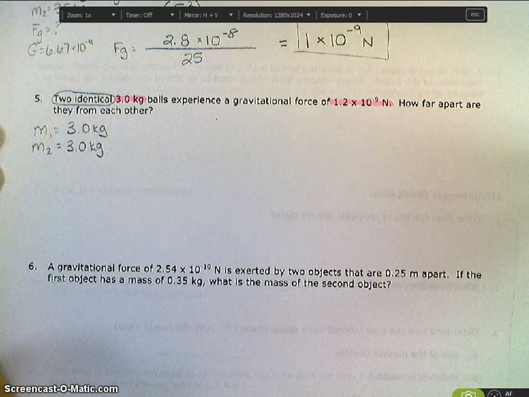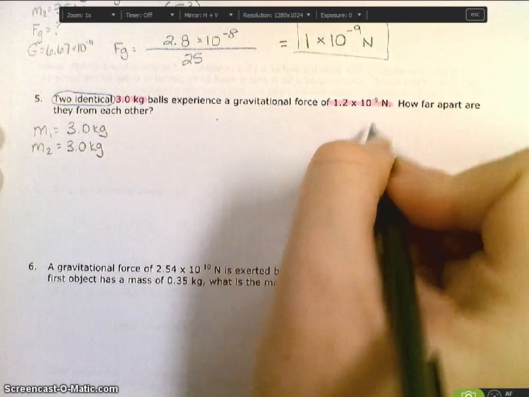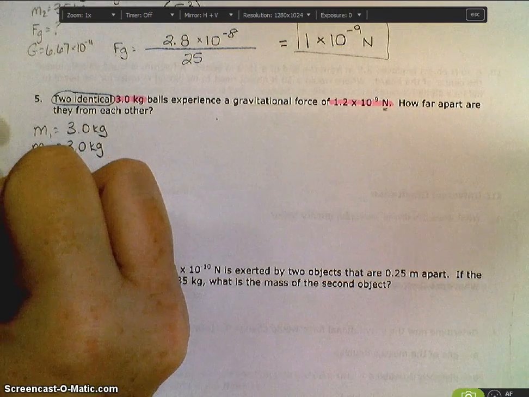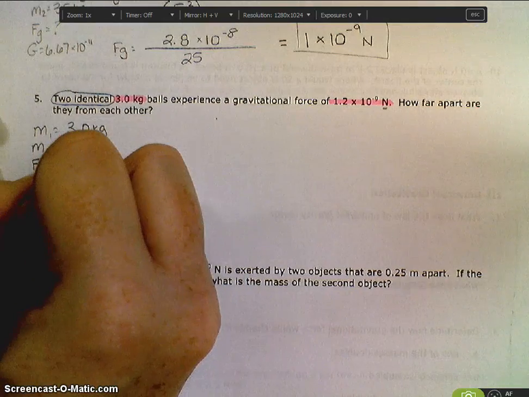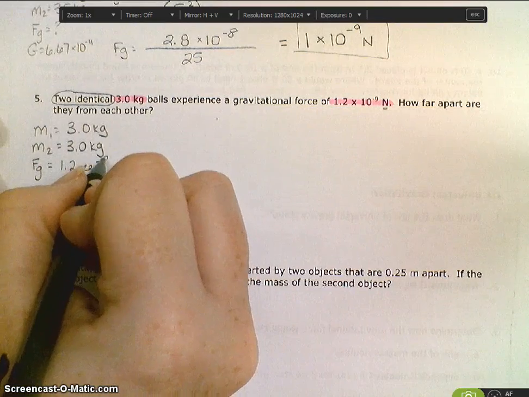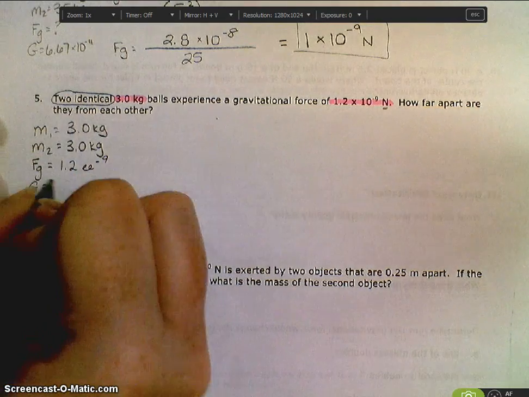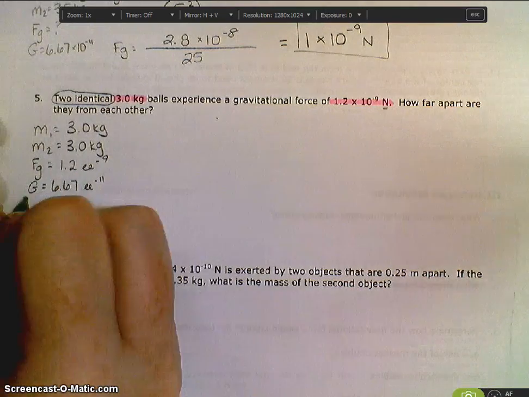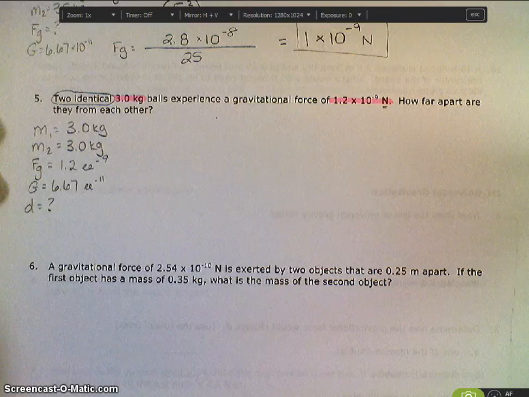The other information it gives me is the gravitational force. Not only does it say gravitational force, I see that N right there. So I know that this is my Fg value, and I'm going to write out 1.2, that exponent button, -9. Remember that big G, we always know. And this time, we're solving for distance.